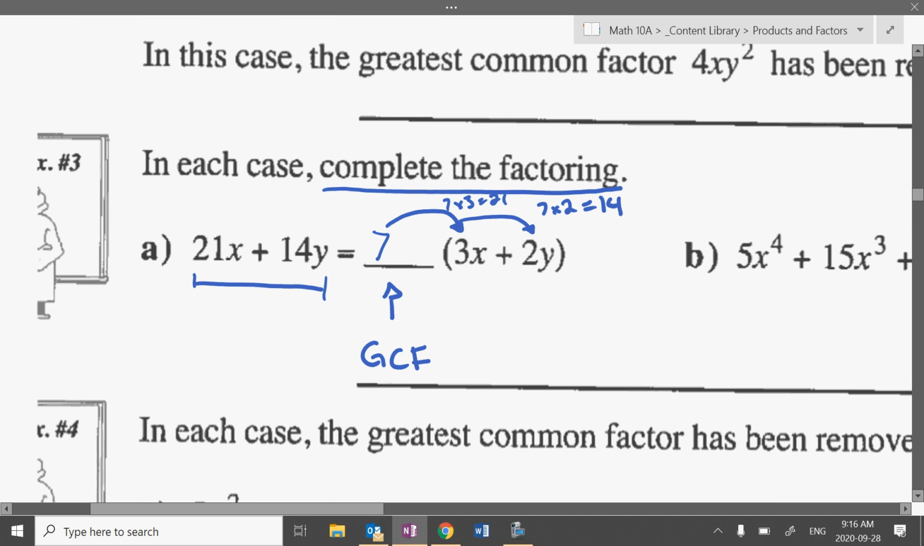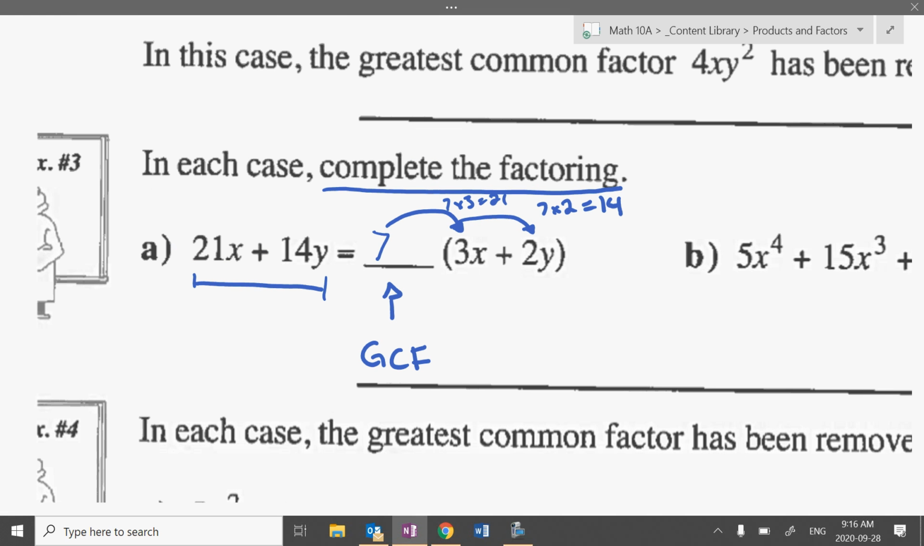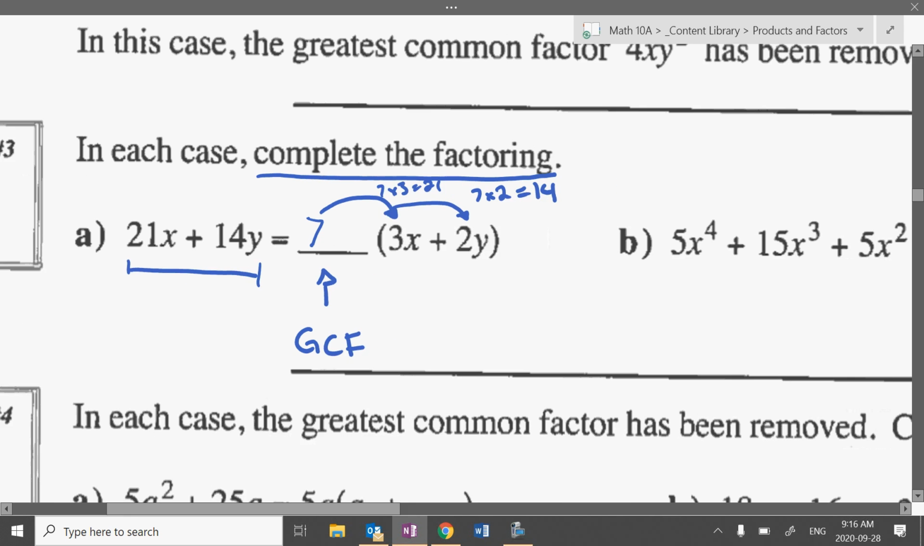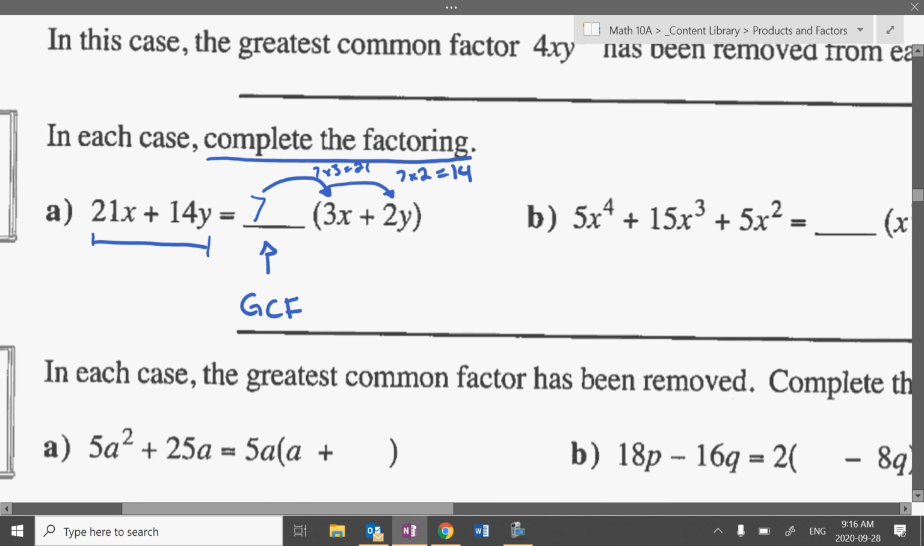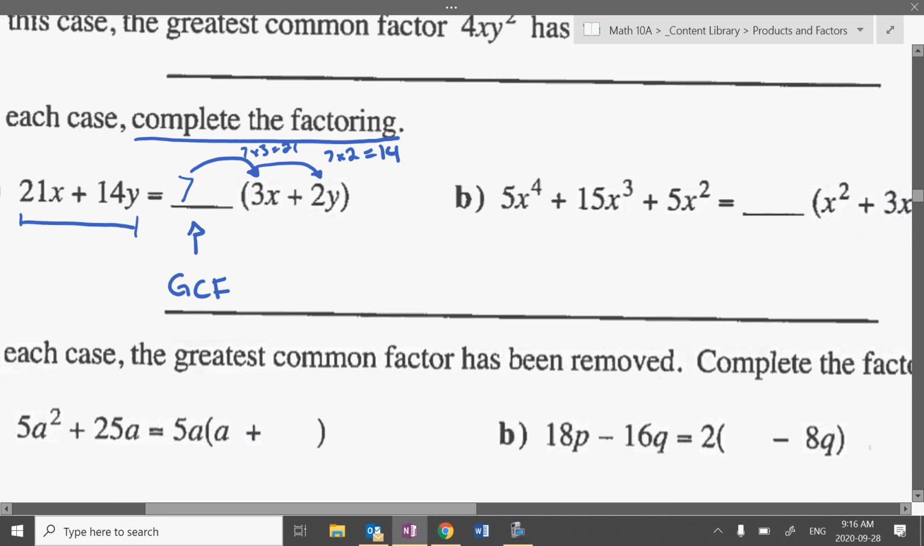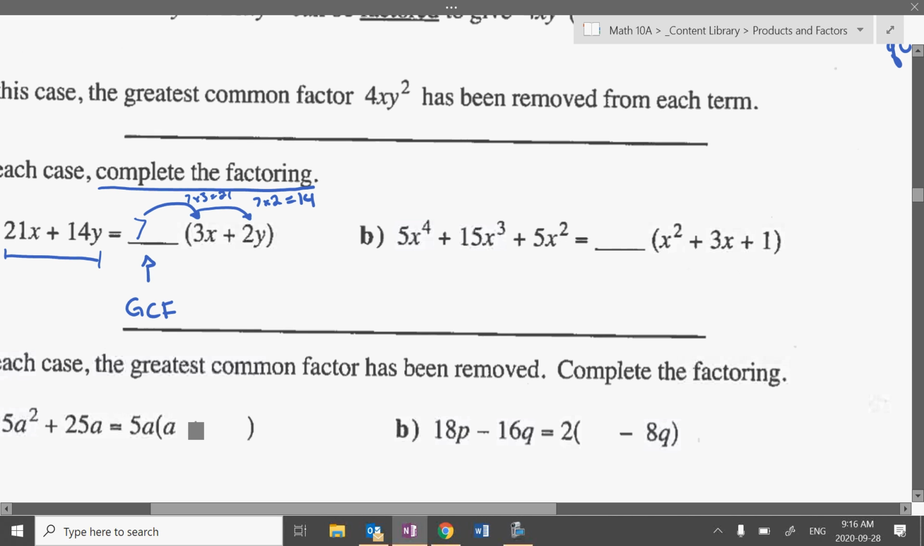Is there anything common between an x and a y? No. So in this example, 7 is it for our GCF. This one gets to be a little more complicated. I now have 3 terms. What number is common between 5, 15, and 5? 5. Good. So 5 comes out front. Are there any x's that are common? How many? 2. Beautiful. So again, your check is to multiply it back in.